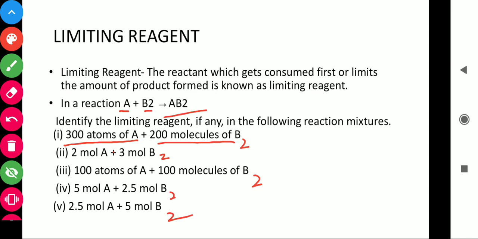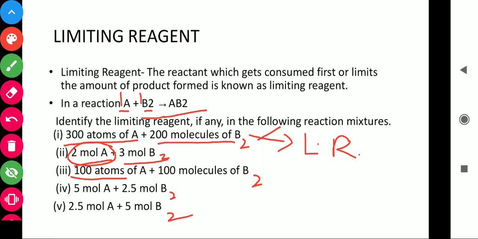Okay students, if there are 300 atoms of A, then we need 300 of B2. Why? Because one atom reacts with one molecule, so 300 will react with 300. And here 300 and 200, it means 200 molecules of B2 is the limiting reagent. That is the limiting reagent. And we will see the second one, 2 mole of A. If 2 mole of A, then 3 mole of B2. Here 2 mole reacts with 2 mole, 3 mole with 3 mole. It means A is the limiting reagent.